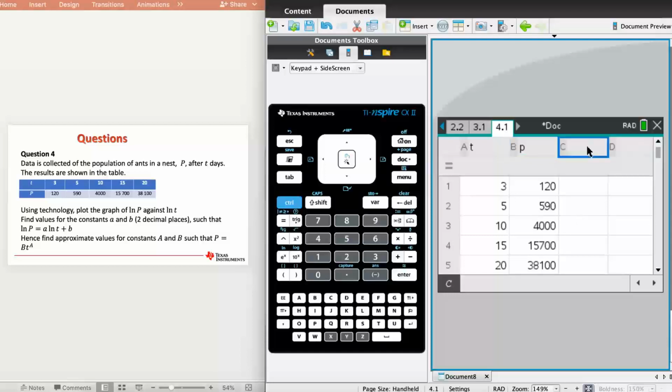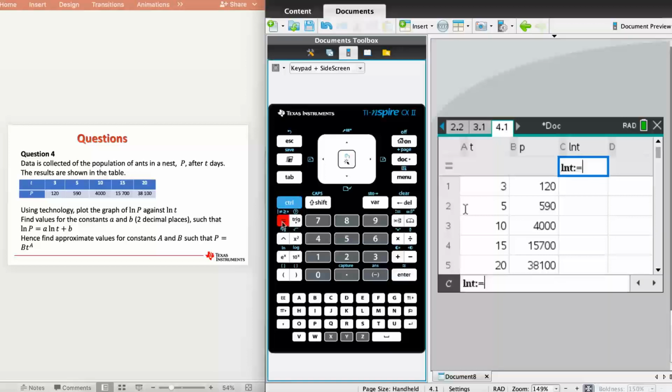So we need to find the natural log of T and the natural log of P. So I'm going to type here, I'm going to call this column LNT, or natural log of T. In the function line, I'm going to put the function because I want to find the natural log of the variable T. So we'll type equals control natural log and T.